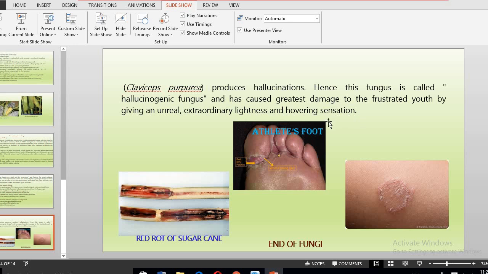These are examples of fungi that are harmful to humans. This is athlete's foot. You can see what's happened to this person's legs. This is a ringworm. And this is the red rot of sugarcane. Sometimes when sugarcane is kept for long, you find it turning red. This is just a fungus.